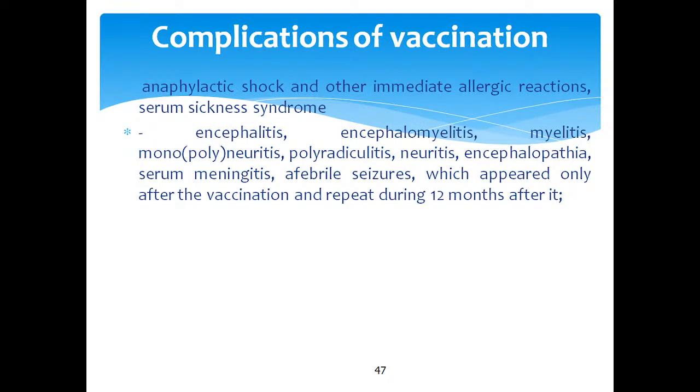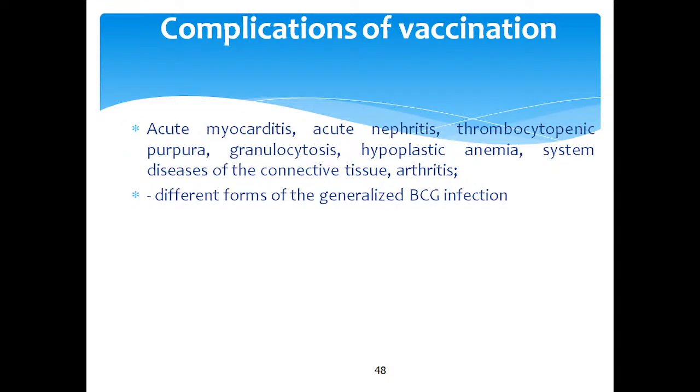For now, we're talking about complications of vaccination. It's not normal. What kind of complication? Anaphylactic shock and other immediate allergic reactions, serum sickness syndrome, encephalitis, myelitis, mono or polyneuritis, polyradiculitis, and others, which appeared only after vaccination and reappeared during 12 months after it. It can be acute myocarditis, nephritis, thrombocytopenic purpura, and others, and different forms of generalized BCG infection after the BCG vaccine.